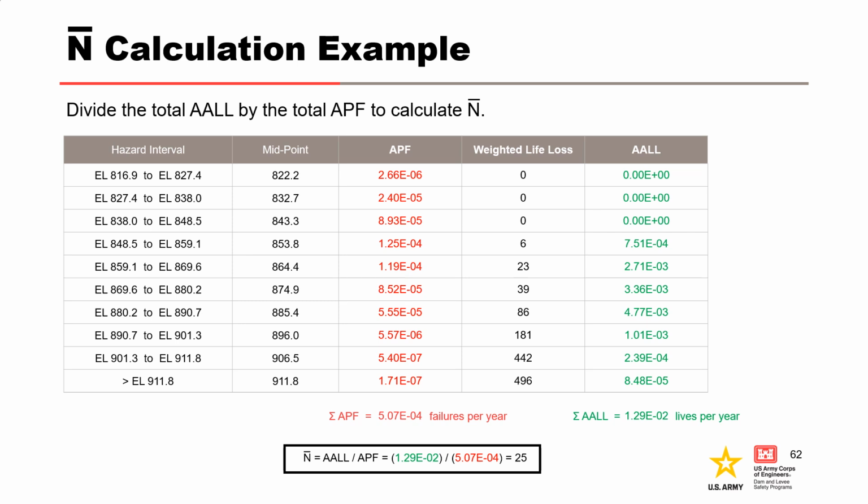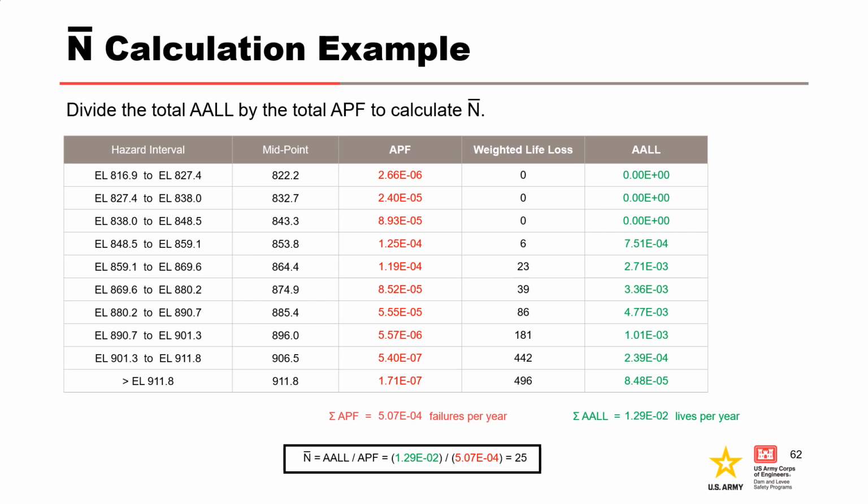Finally, we will take the average annual life loss that we just calculated and divide it by the annual probability of failure to get n bar, the average incremental life loss. The average annual life loss is 1.29 times 10 to the minus 2, and we'll divide that by the annual probability of failure, which is 5.07 times 10 to the minus 4. That gives us an n bar, which is equal to 25 lives per failure.